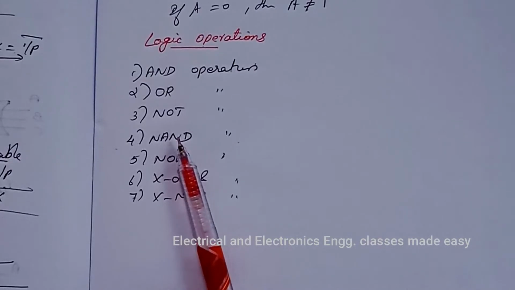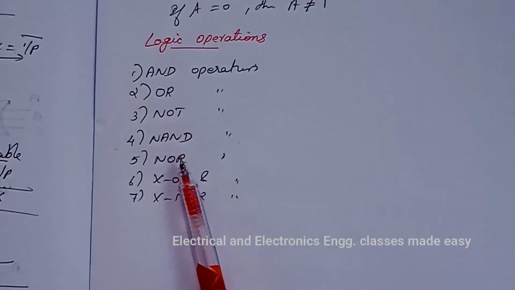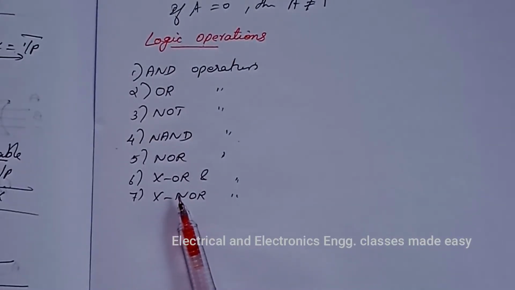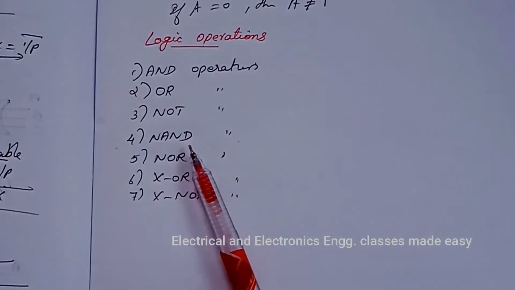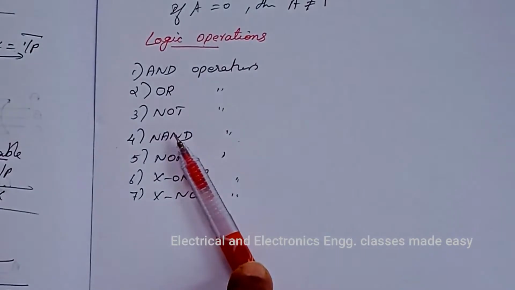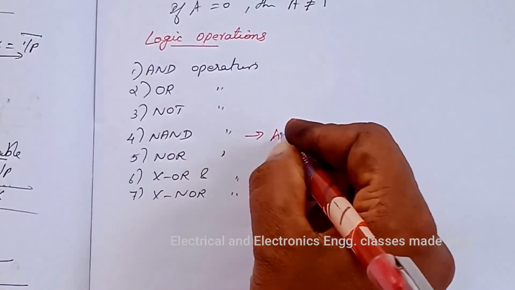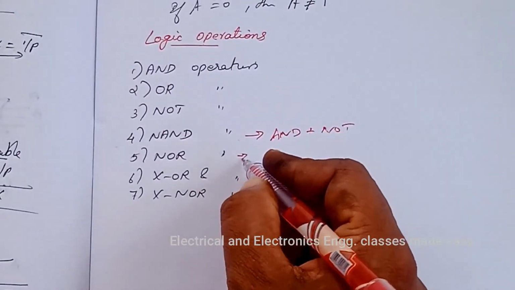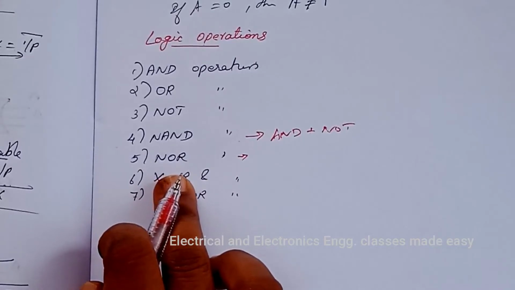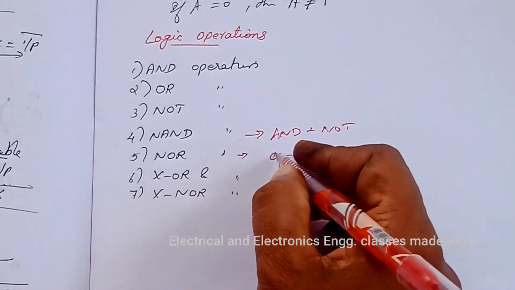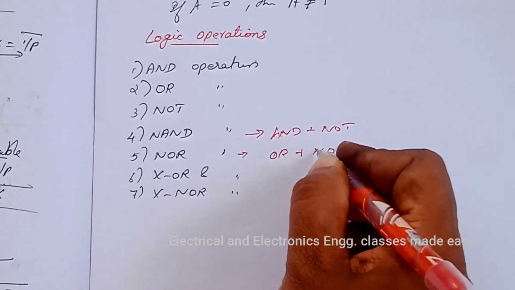In addition, there are some derived operations such as NAND, NOR, XOR and XNOR that are also performed in Boolean algebra. NAND operation: the NAND operation in Boolean algebra is equivalent to AND operation plus NOT operation. NOR operation: the NOR operation in Boolean algebra is equivalent to OR operation plus NOT operation.